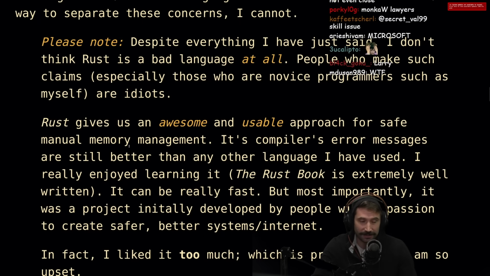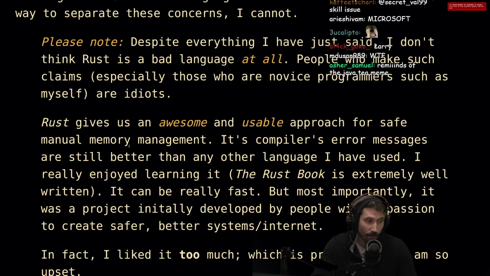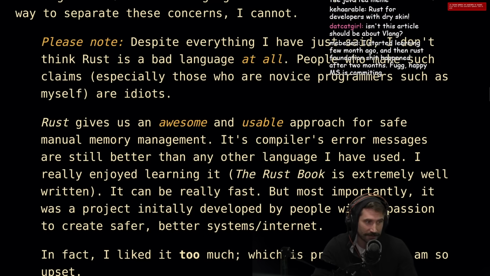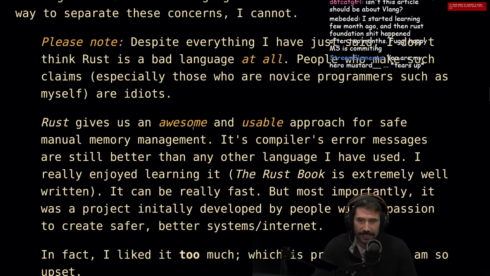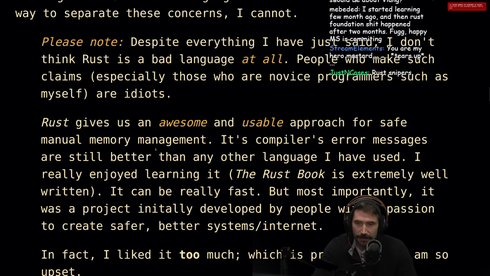This is a real thing. This already happens with JavaScript, and to think it won't happen elsewhere is just kind of foolish, right? It's simply foolish. Rust gives us an awesome and usable approach for safe manual memory management.